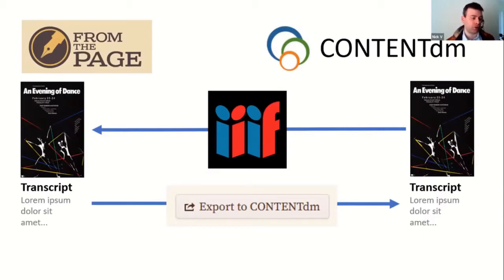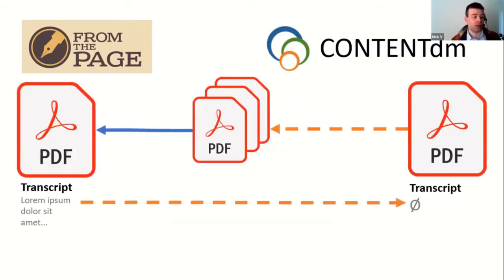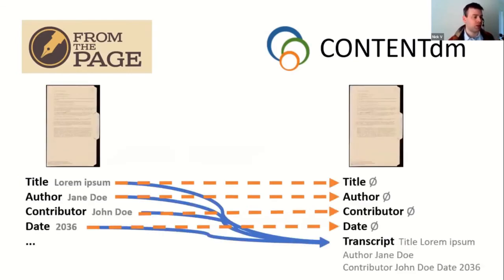This integration covers From the Page's main traditional transcription role, but one of our collections consisted of PDFs that had been manually sideloaded into From the Page because ContentDM didn't support IIIF for PDFs at the time. So the built-in integration couldn't automatically pair these transcripts back with their ContentDM objects. And two collections were using field-based transcription to gather metadata that corresponded to specific ContentDM fields, but the From the Page export would instead dump all the fields into the single transcript field as if they were unstructured text.